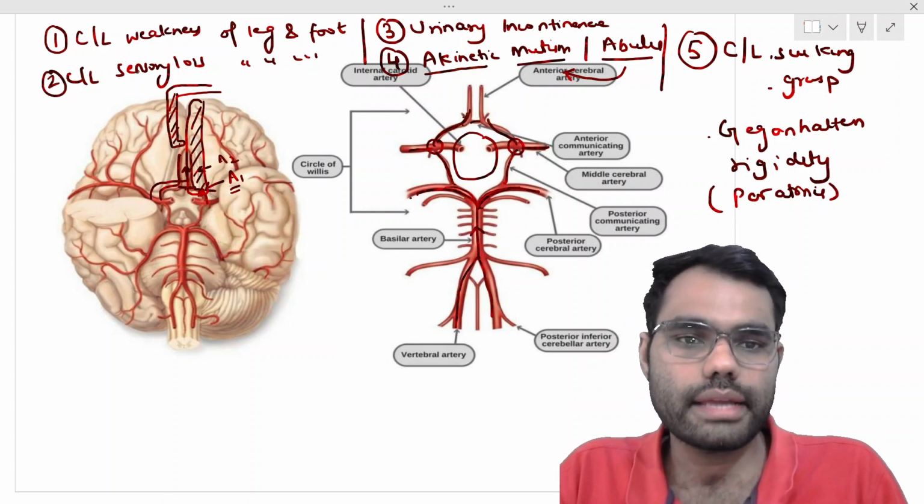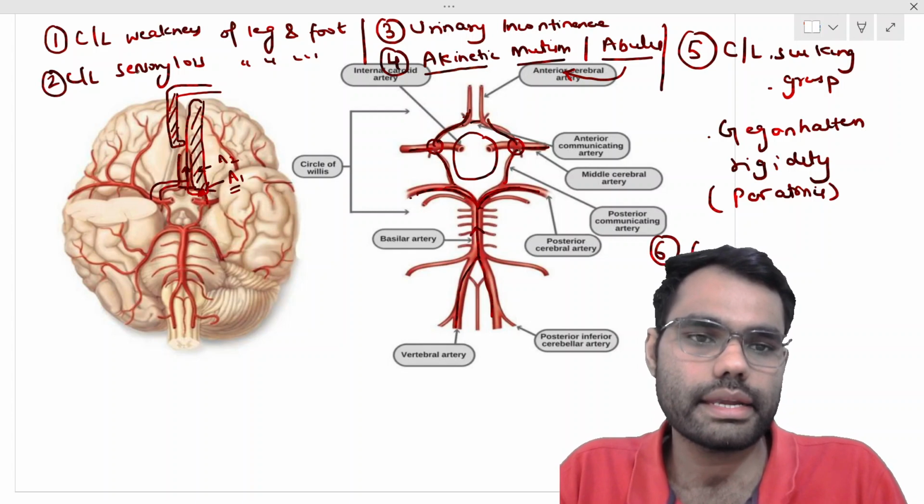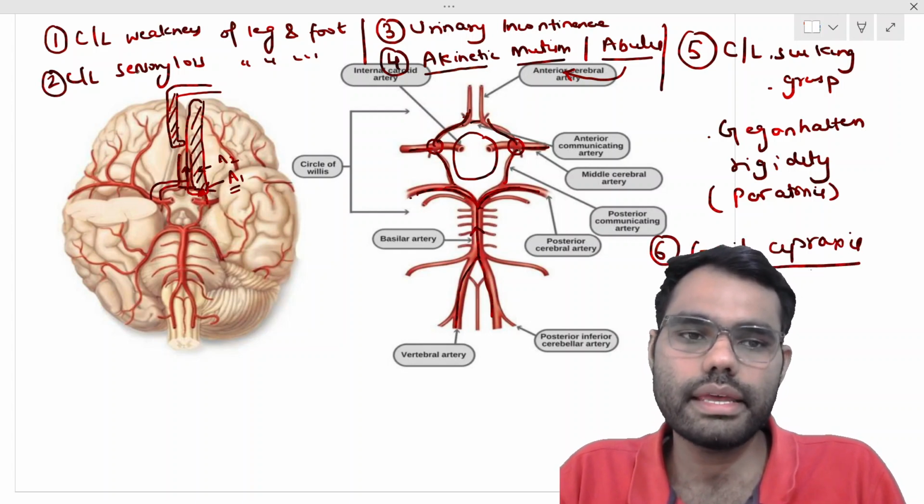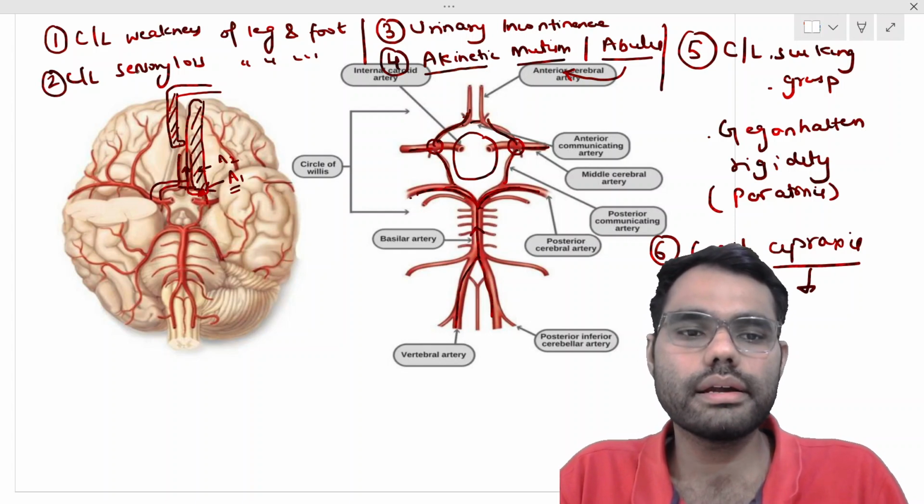And the last thing that is seen here is gait apraxia, right? So what is this gait apraxia? Apraxia is the inability to perform learned skillful movement, right?